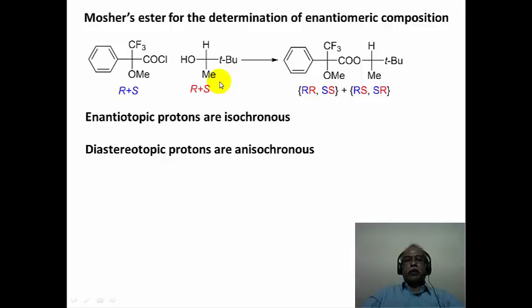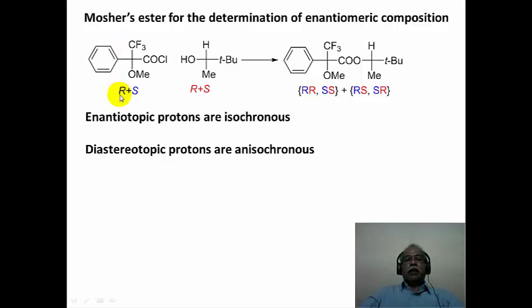case this enantiomeric mixture of alcohol, and treats it with a chiral acid chloride, which is also an enantiomer, these two combinations essentially will give 4 different isomers. These two are enantiomers in nature, and these two are diastereomeric in nature. So enantiotopic protons are isochronous, in other words they have the same chemical shift, whereas diastereotopic protons are anisochronous, in other words they show different chemical shift values in the NMR spectrum.